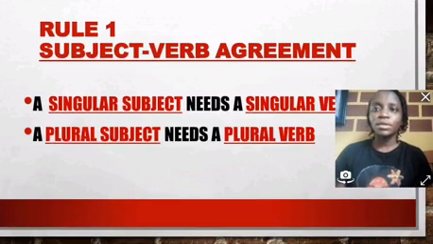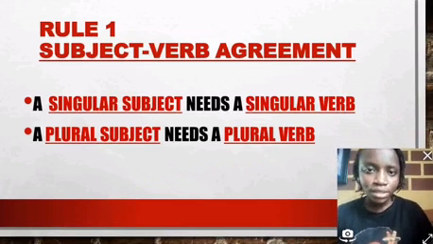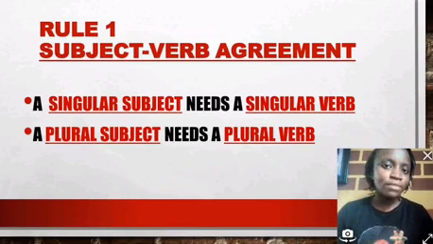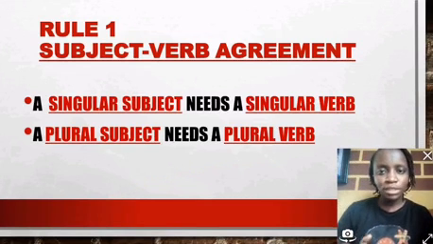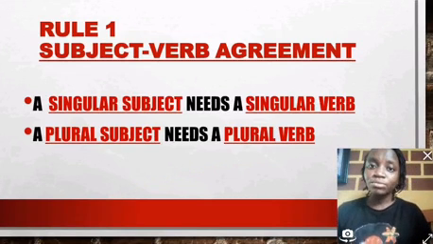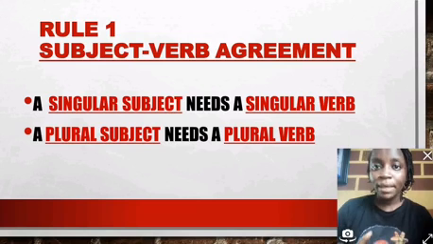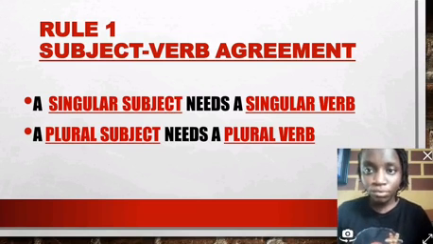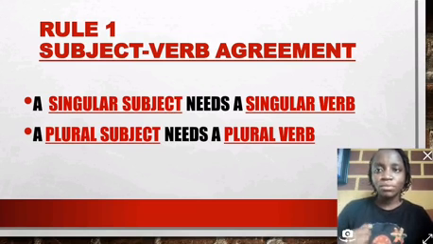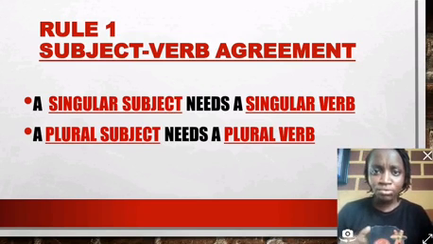Now, rule 1, the subject verb agreement. Rule 1 states that a singular subject needs a singular verb. You don't use a singular subject with a plural verb. That's like putting a square peg in a round hole. Same thing goes with a plural subject. A plural subject needs a plural verb. How do we apply this rule?